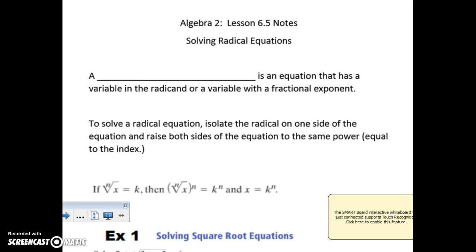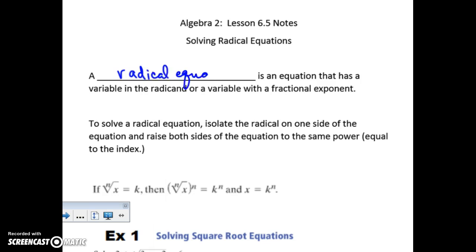Okay, this is going to be the first two examples from lesson 6.5. Note, solve radical equations. A radical equation is an equation that has a variable in the radicand or a variable with a fractional exponent.